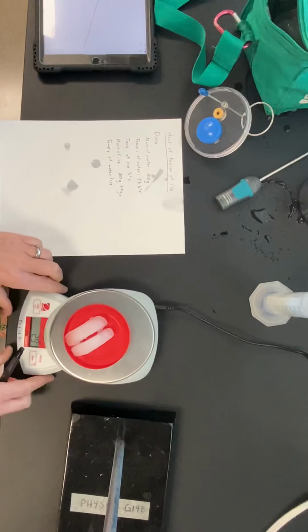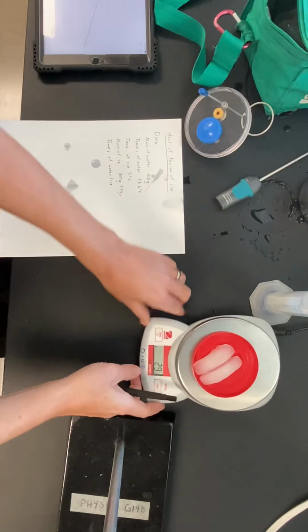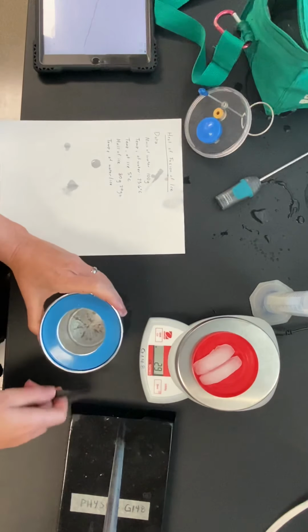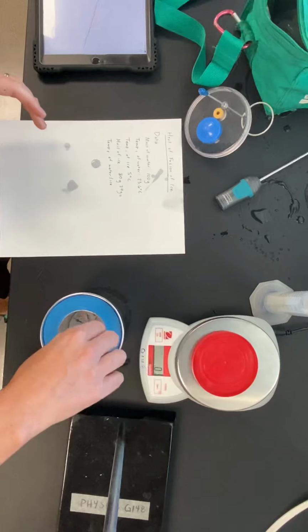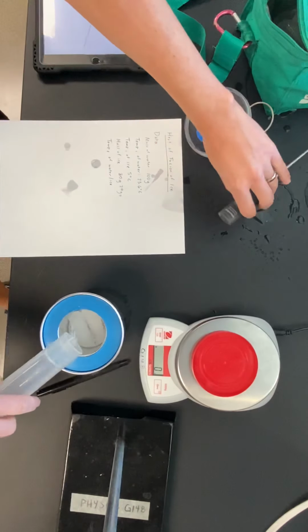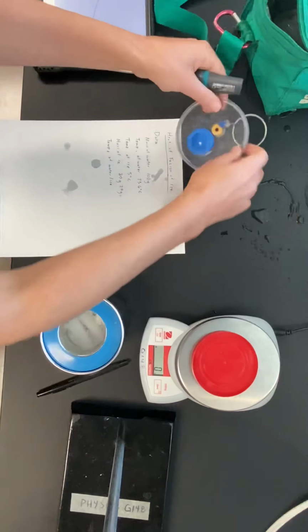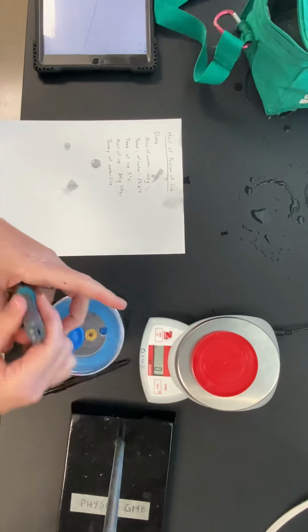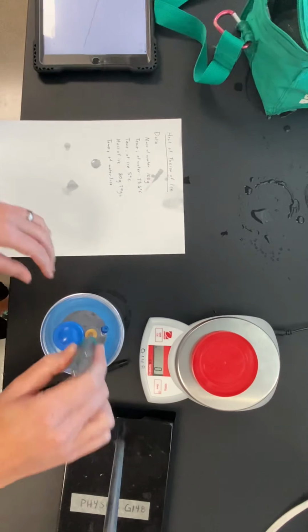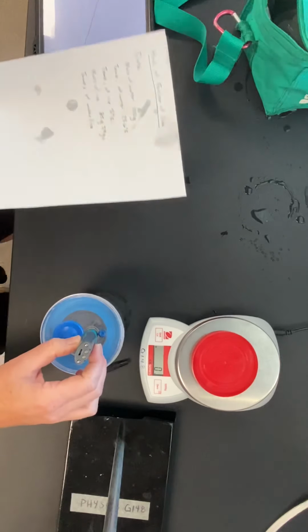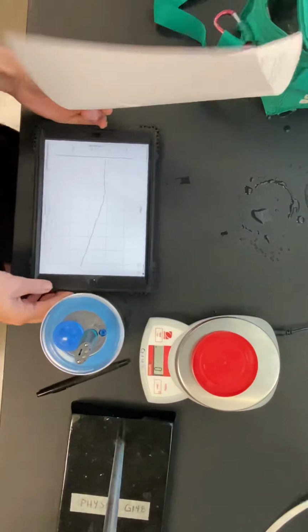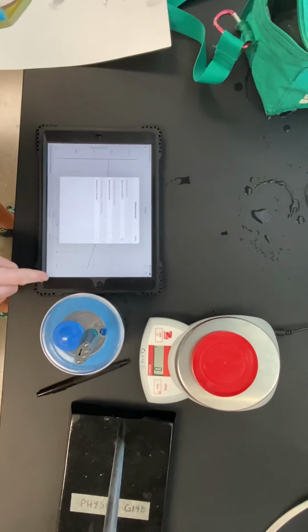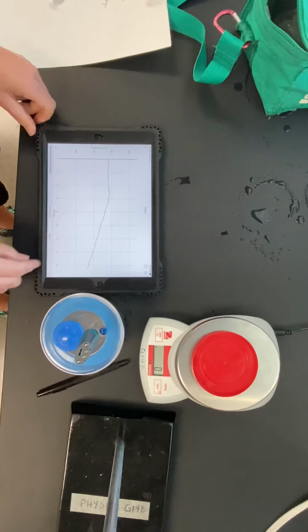All right, now what we're going to do is put the ice and the water into a calorimeter. It's just an insulated cup. So I'm going to put the ice in, pour the water over it, put the lid on, and put my temperature probe in, and then I'm going to collect this data. So let me make sure that I'm... Okay.